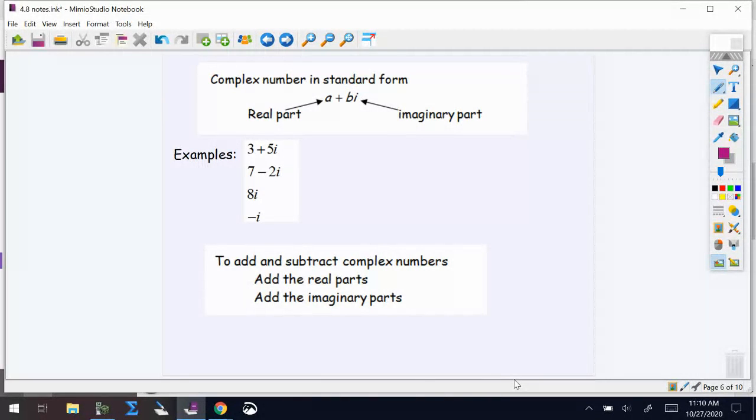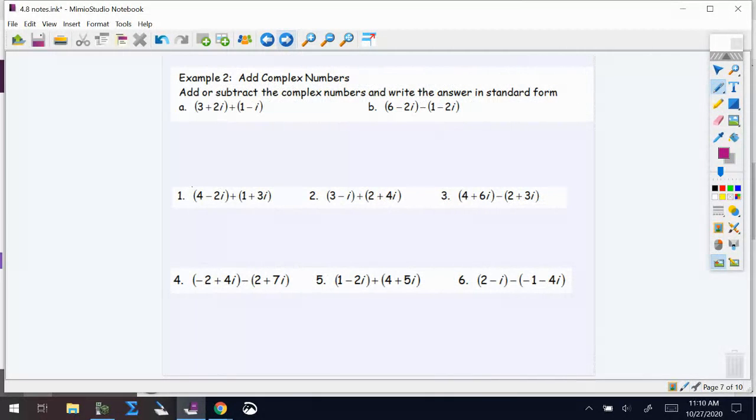If you're being asked to add or subtract complex numbers, it's really easy. It is essentially grouping the real parts together and adding them, and then the imaginary parts and adding them together. Think of it like combining like terms. I'm also going to show you a little bit on your calculator here, and then the next video is going to be almost entirely calculator.